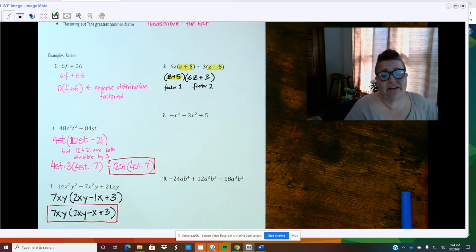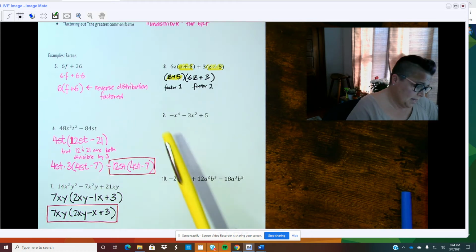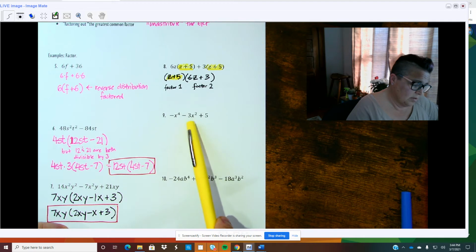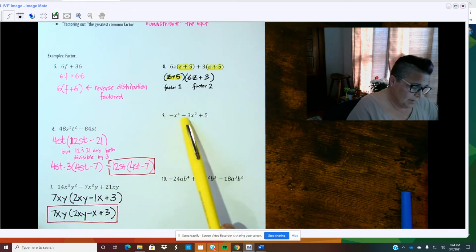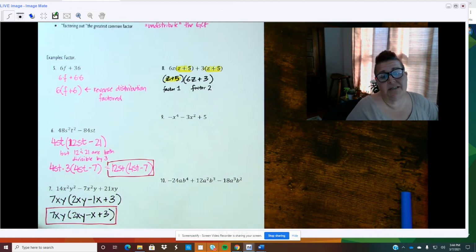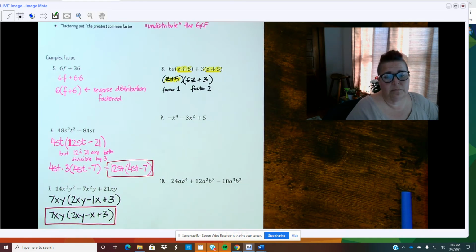Number 9 is a negative x to the 4th minus 3x squared plus 5. Can I pull anything out of a negative x to the 4th, a 3x squared, and a plus 5? Well, I was really happy about the x's, and then I realized this one doesn't have an x, so I can't pull that out. 3 and 5 do not have a common factor. There's nothing I can pull out of there.